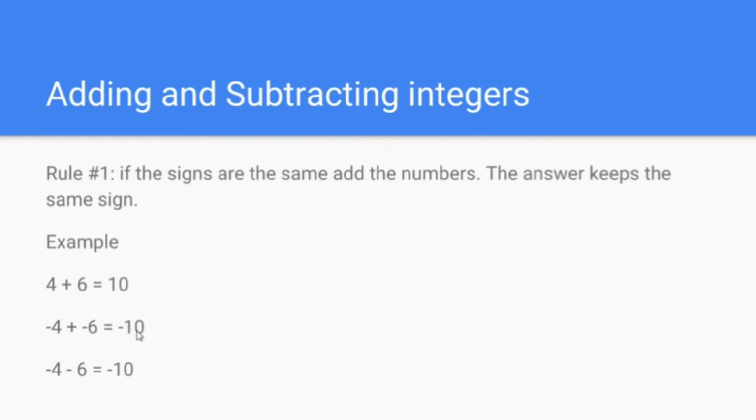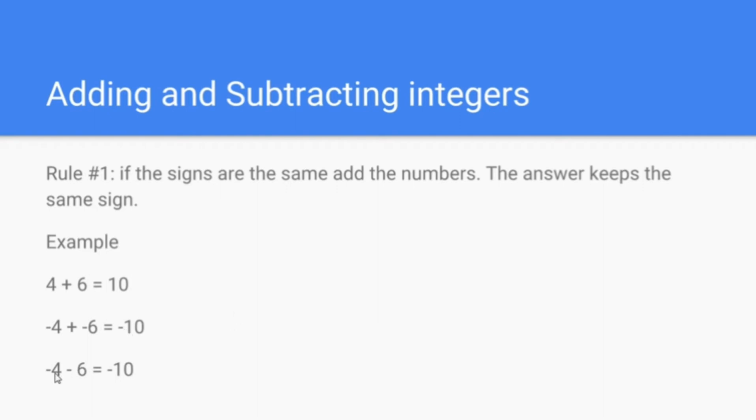We have a negative 4 plus a negative 6 equals a negative 10. If you look immediately to the left, the 4 is negative. If you look immediately to the left of the 6, you see the negative sign. Both of these are the same sign, so you add them. This becomes a 10. They keep the same sign, which is a negative.